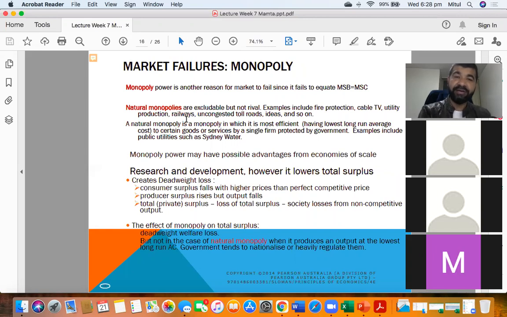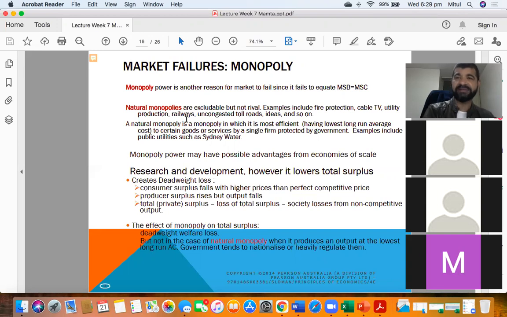So it creates deadweight loss. Consumer surplus falls with higher prices than perfectly competitive prices. Because of the monopoly, they can do the research and development. Because they are a monopoly, they have lots of profit, and they spend this money on research and development, because monopoly companies have to maintain the unique features of their product. So to have the unique features of the product, they will have to continue the research and development.